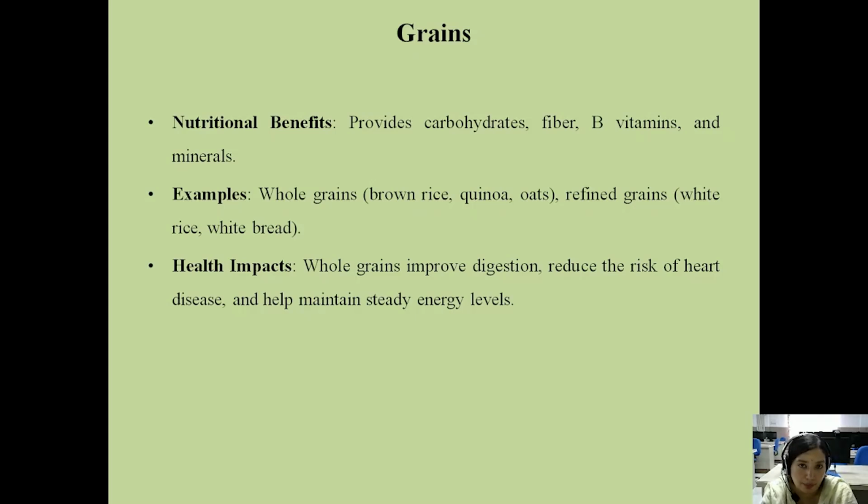Grains include wheat flour, corn flour, jowar, bajra, and ragi. These provide carbohydrates, fiber, vitamin B, and minerals in your body. Whole grains are brown rice, quinoa, and oats, while refined grains are white rice and white bread. Health impacts: whole grains improve digestion, reduce the risk of heart disease, and help maintain steady energy levels.